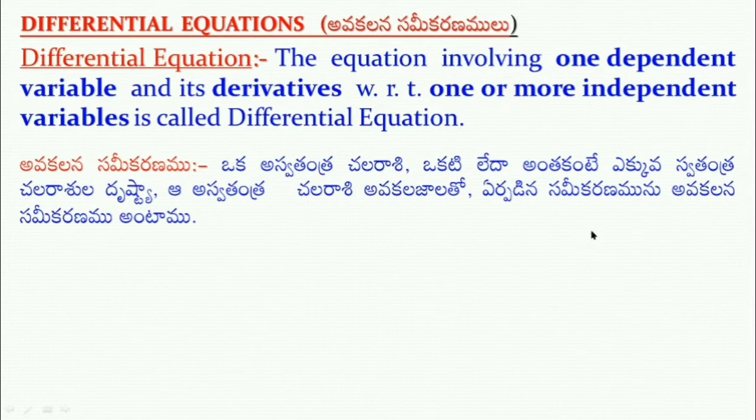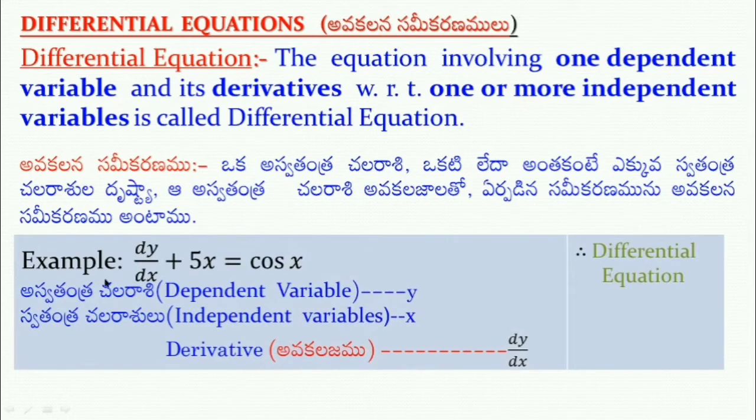So let's see an example. Here we have the example dy by dx plus 5x is equal to cos x. In this equation we have the dependent variable y, and x is an independent variable, and there is a derivative dy by dx. Dy by dx is with respect to only one independent variable x. So the equation has a dependent variable y and its derivative dy by dx. That's why it is a differential equation.